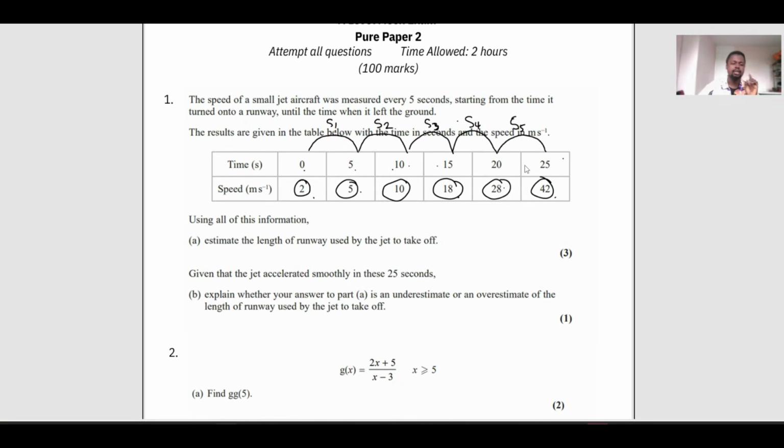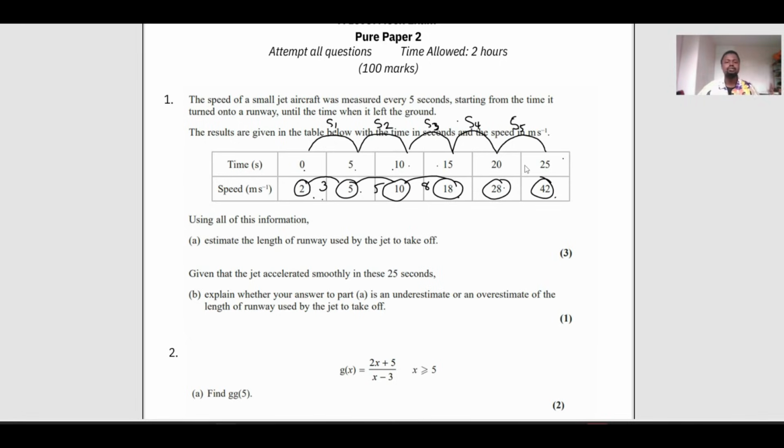Since they use the word that the jet accelerated smoothly, it means that the increase in speed is gradual and smooth, which means if it is increasing by 3 from here, it's going to maintain that rate all through the journey. So it won't be like this is a difference of 3, this is a difference of 5, this is a difference of 8. No, it's going to maintain 3, 3, 3, 3, 3, 3.